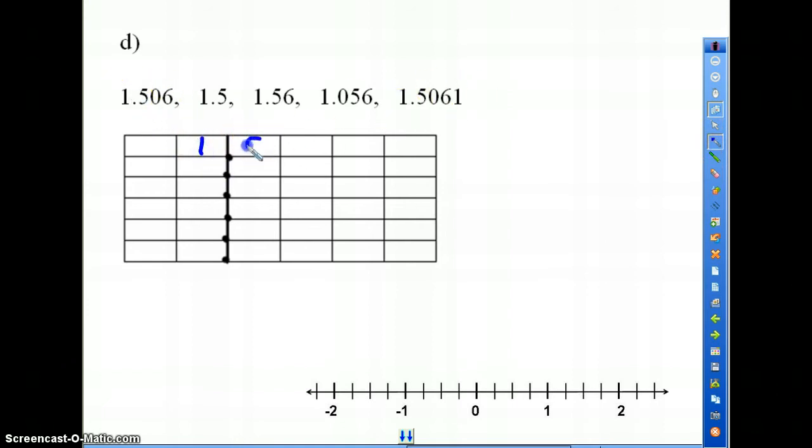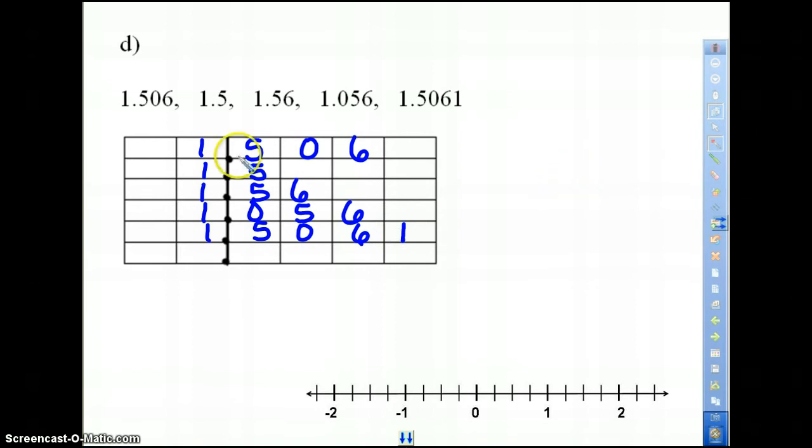So I have 1.506, I have 1.5, I have 1.56, 1.056, and 1.5061. Now what I want you to do is, since this number right here uses up the most decimal places, I want you to take all the numbers out to that many decimal places by throwing in some zeros.